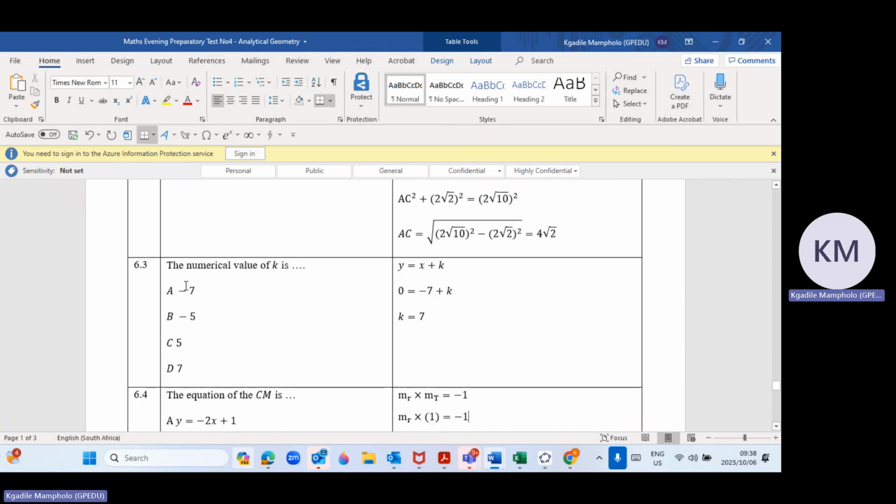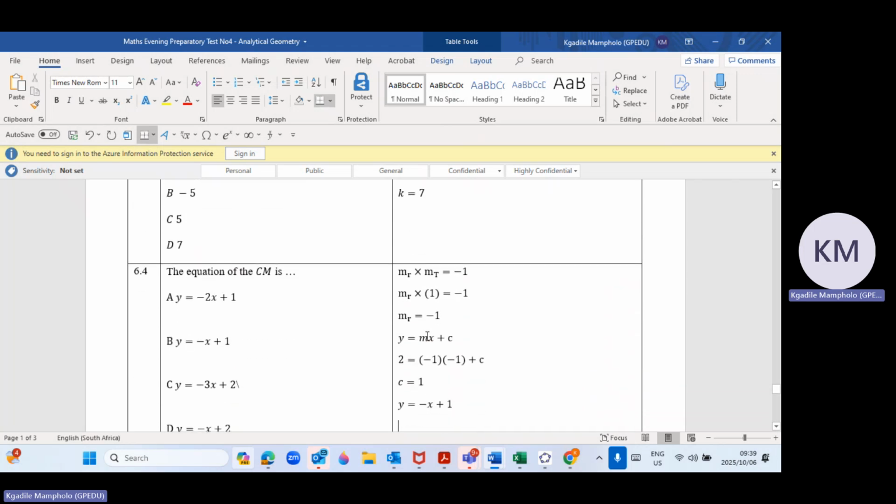6.3, the numerical value of K. If you want to know the numerical value of K, then you'll just say K lies on line AC, and we know the equation of AC, the tangent, which is y equals x plus k. Because you know the coordinates of A, you substitute A, at y is 0, at x is -7, because A lies on the tangent. Then K will be 7.